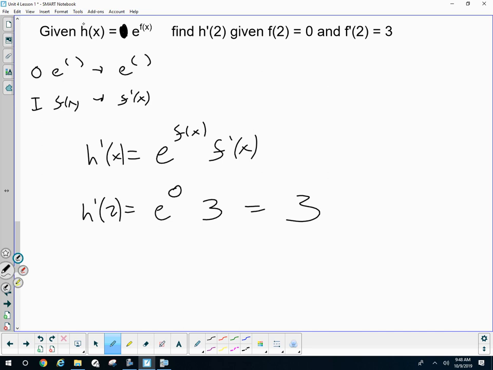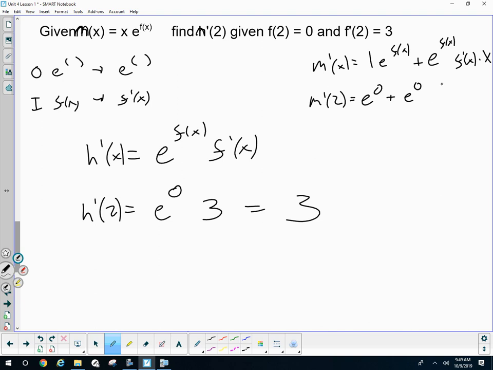Now, let's turn this into an m of x, where m of x was x e to the f of x. Let's look at m prime. Product rule: derivative of the first times the second, plus derivative of the second, chain rule, times the first. Now, if I wanted to find m prime of 2, I'd have e to the f of 2 plus e to the f of 2 times f prime of 2 times 2. I'd have 1 plus 6, 7.